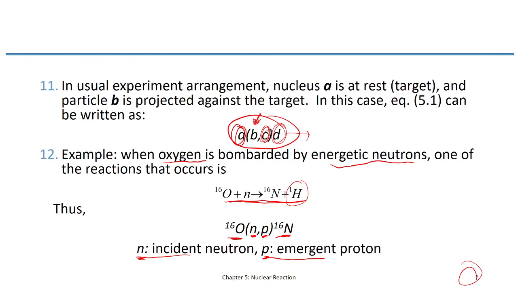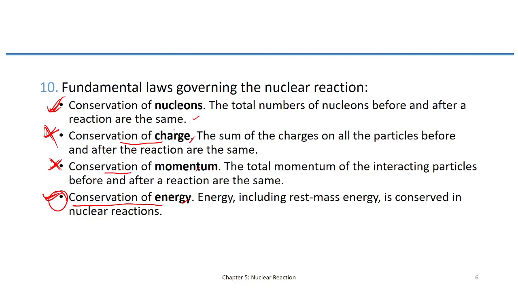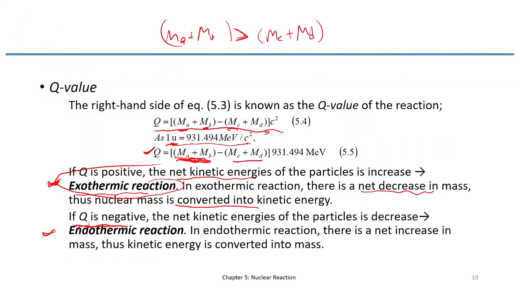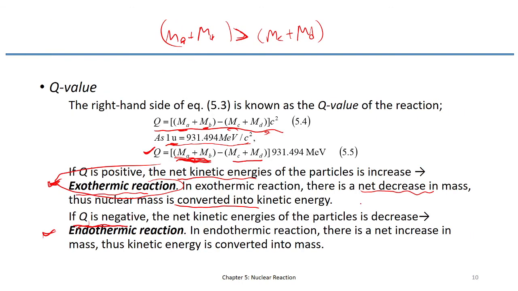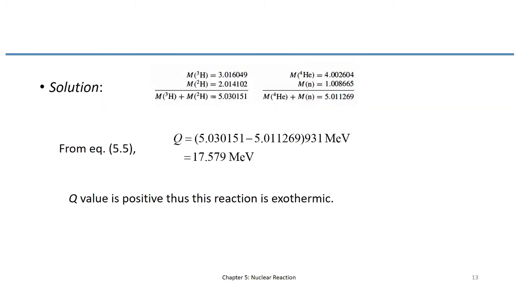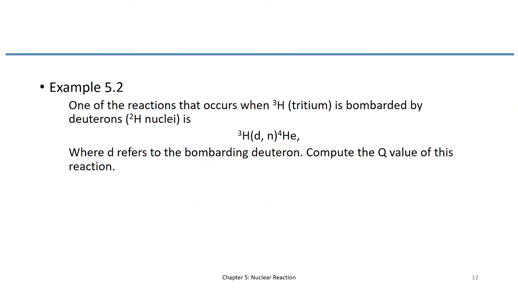For the calculation of energy, the Q value, you need to know what is involved before and what is involved after. Then you can calculate the Q value, or the energy that you can get from the reaction. So, which is the next example?